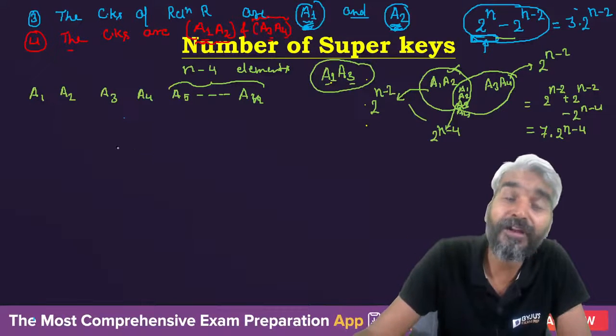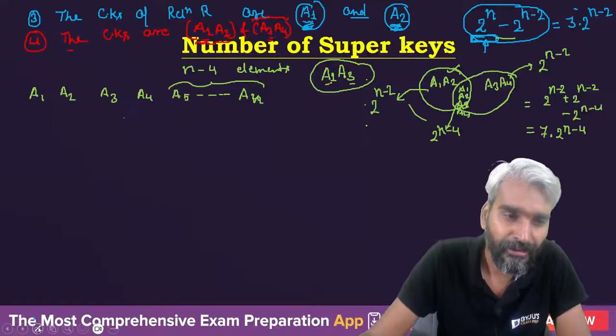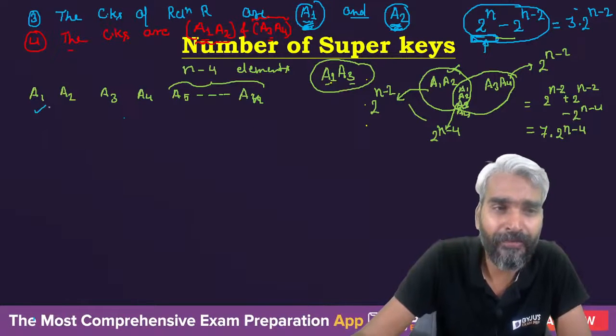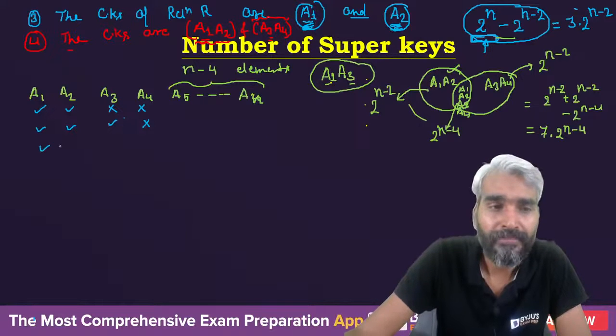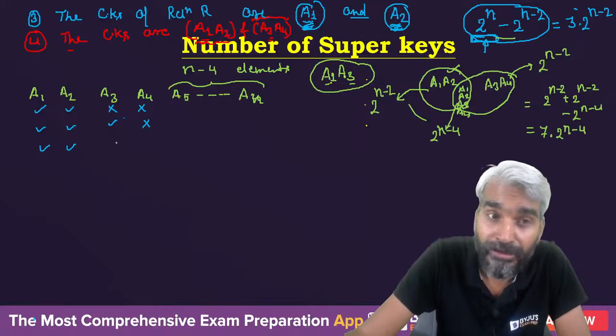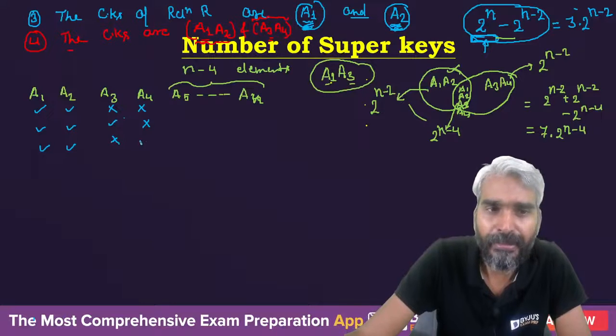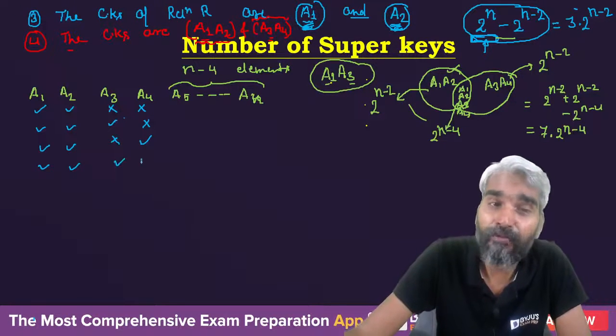Sir, what are the possibilities? So let's look at this. The possibility is that A1 and A2 are present, and A3 and A4 both are present. Apart from that, A1 and A2 are present, A3 is present but A4 is not present. A1 and A2 are present, but A3 is not present and A4 is present. Similarly, A1 and A2 are present, and A3 and A4 are also present.